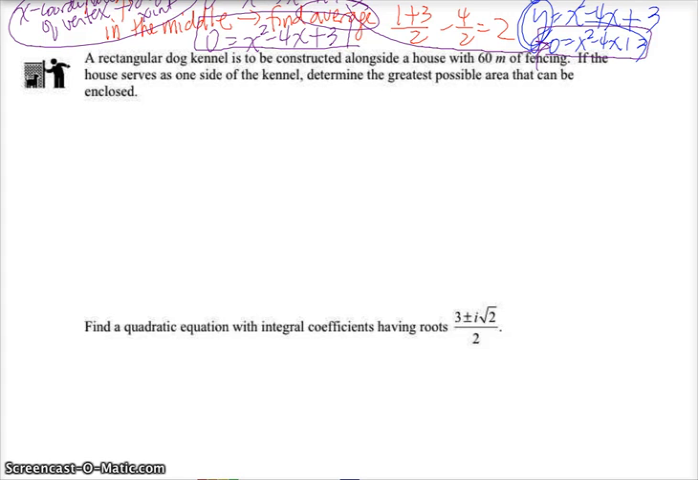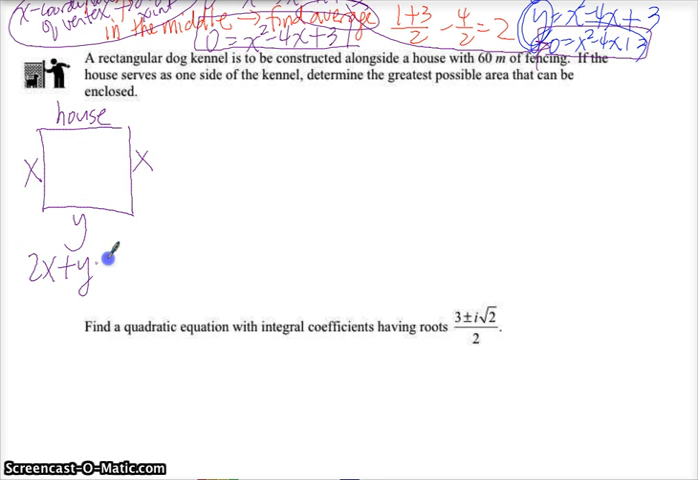Okay, let's try our word problem. A rectangular dog kennel is to be constructed alongside a house with 60 meters of fencing. So if this is my house, then I have an x and a y and an x, and 2x plus y must equal 60. That's what this first sentence tells me. If the house serves as one side of the kennel, determine the greatest possible area that can be enclosed.